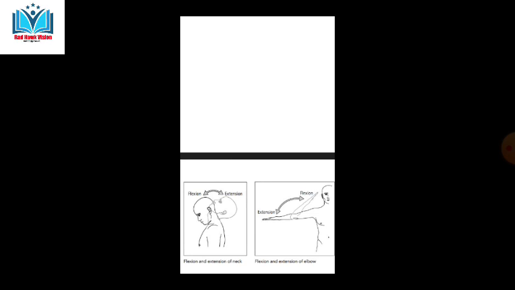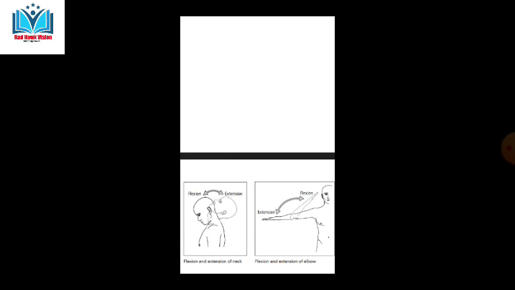Extension is when the angle of the joint increases. Flexion is when the angle of the joint decreases. Abduction refers to a movement away from the midline, and adduction refers to a movement towards the midline. Pronation is the movement of the hand and forearm in which the palm is moved from facing anteriorly to posteriorly, and supination is the reverse of this.